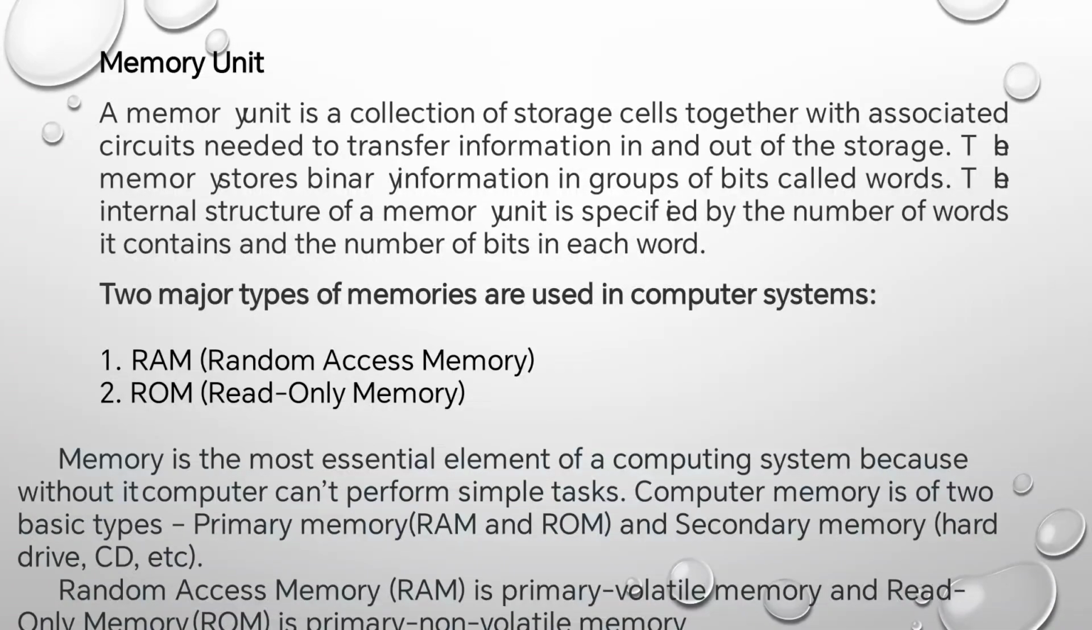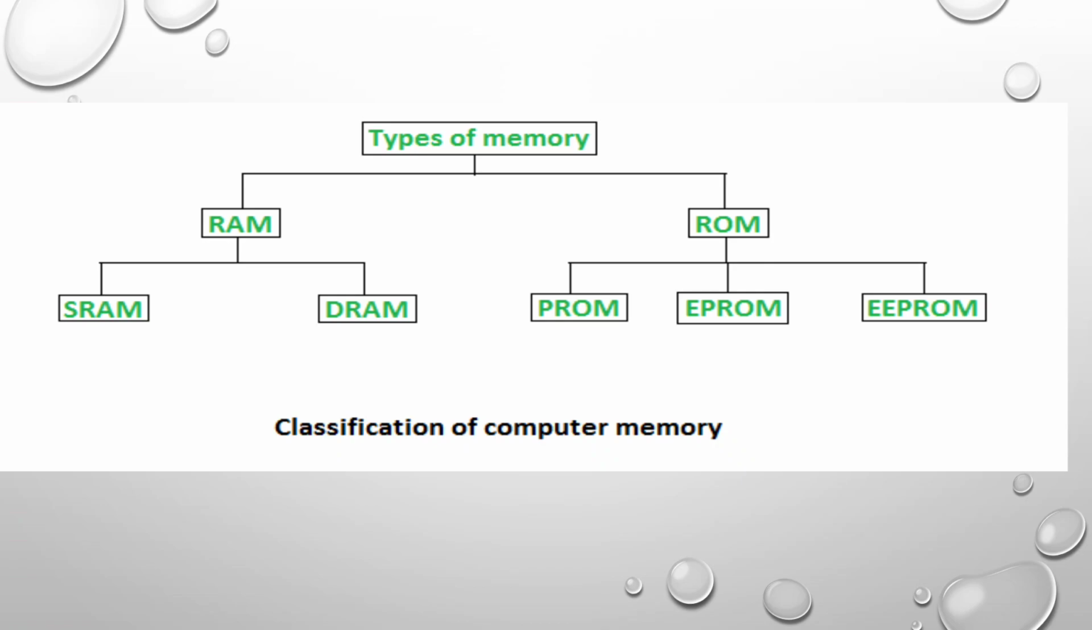Memory is the most essential element of a computer system because without it the computer can't perform even simple tasks. Computer memory is of two basic types, primary memory and secondary memory. Random access memory is primary volatile memory and read-only memory is primary non-volatile memory. This is the classification of computer memory. The types of memories are RAM as well as ROM.